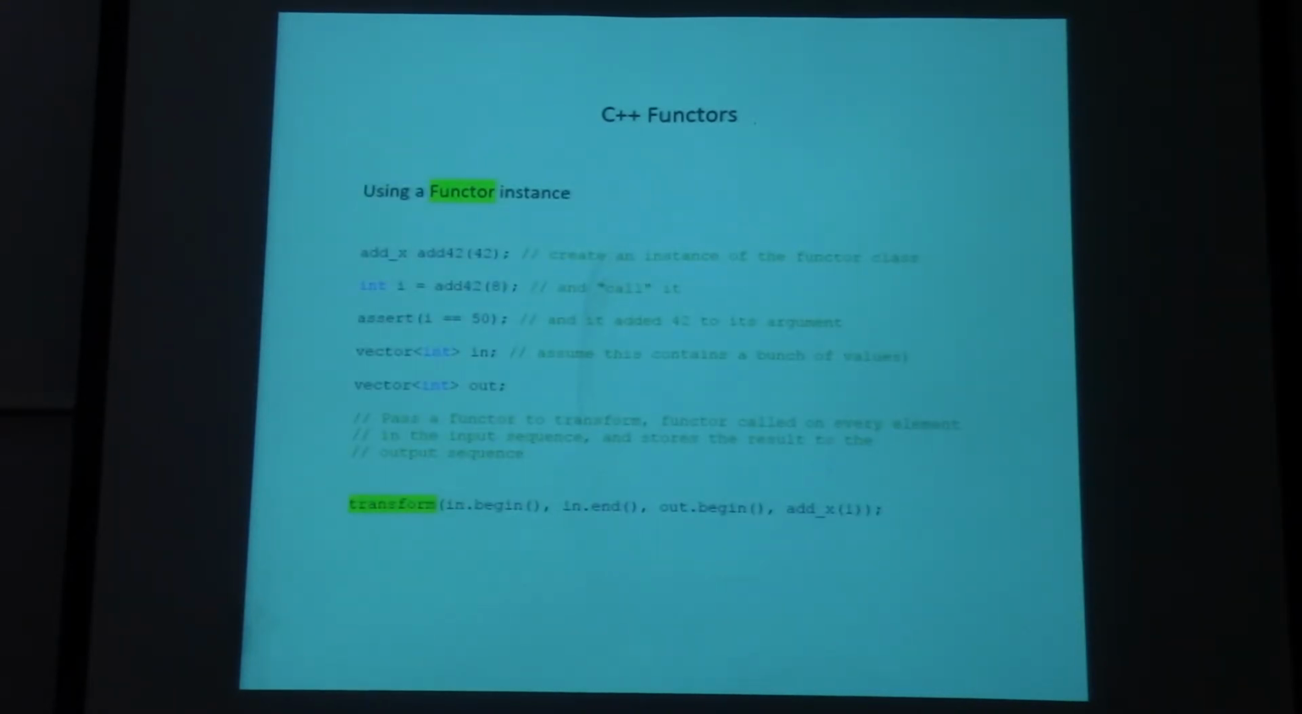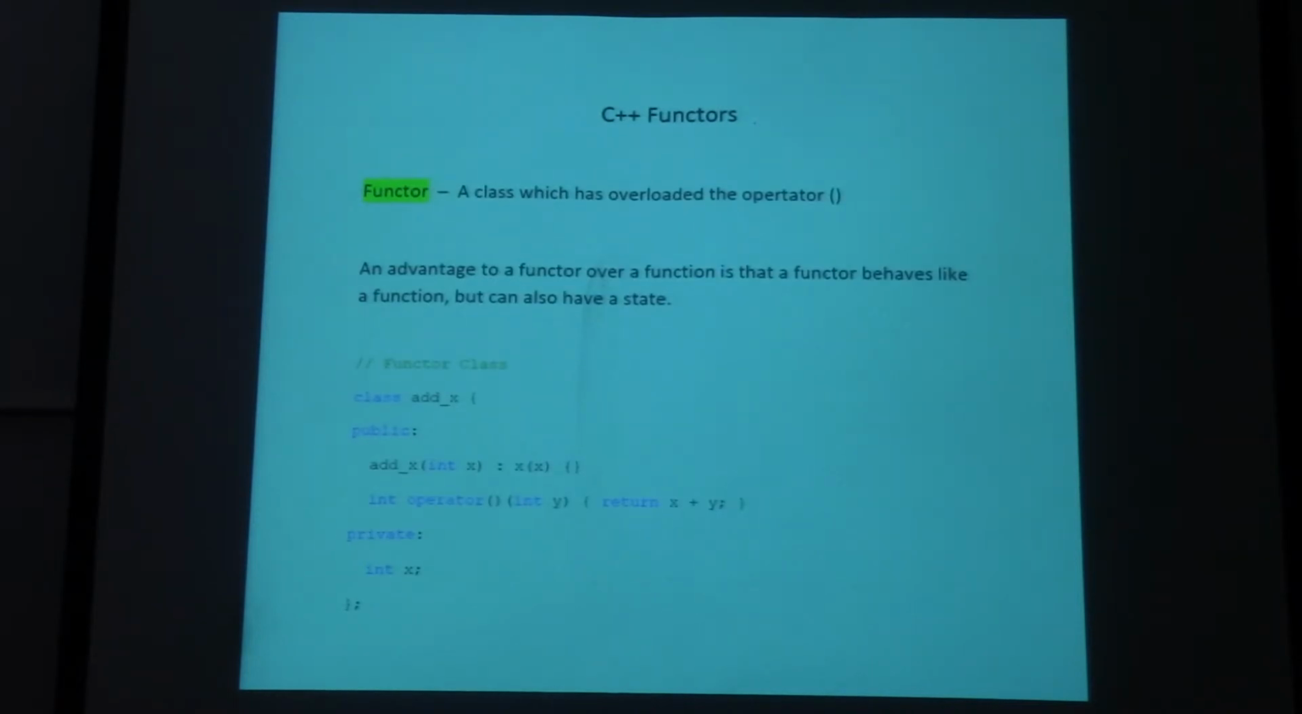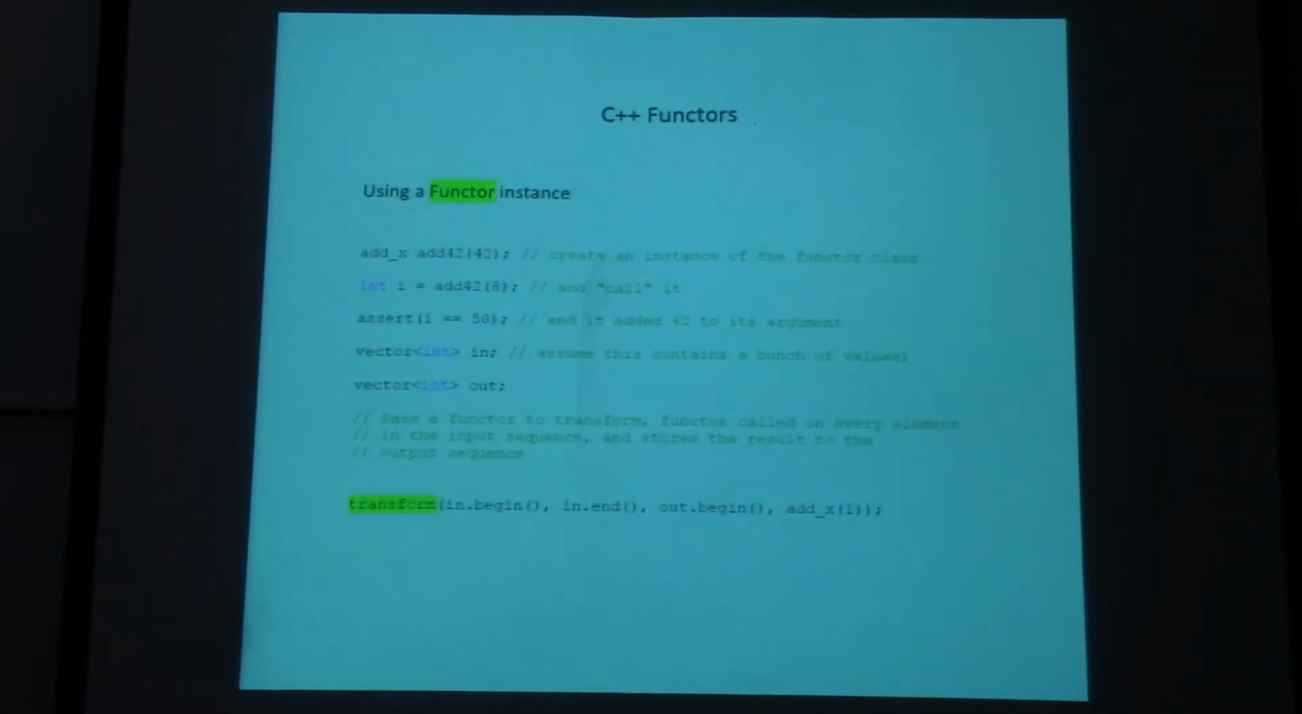Okay? Now I have int i equals add42(8). So what am I doing here? Add42 is an object, so what am I doing here? I am invoking the parentheses operator, passing in 8. Where's that 8 going? For which variable? y. In this host object, what's the value of x? 42. So what's 42 plus 8? 50. Okay, so that's why i gets assigned 50.